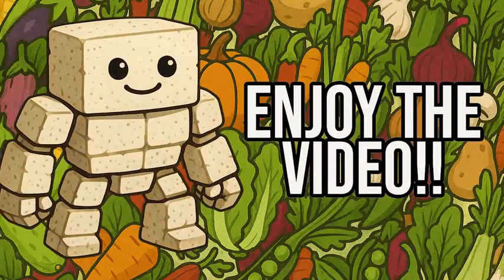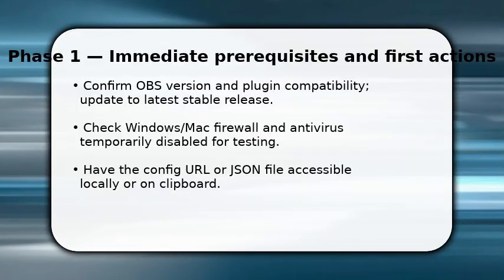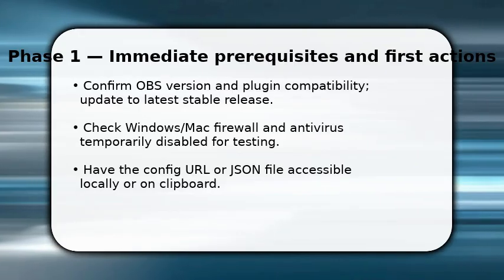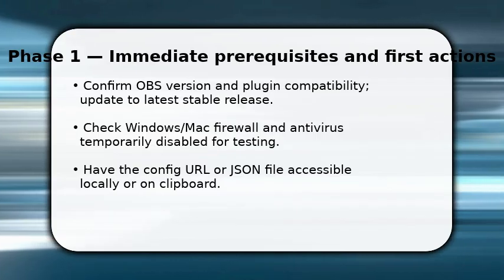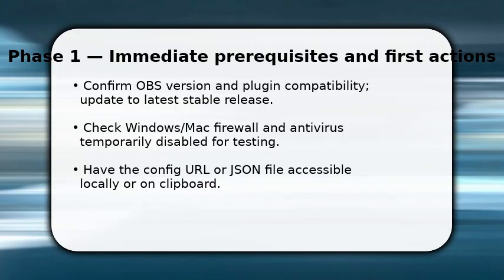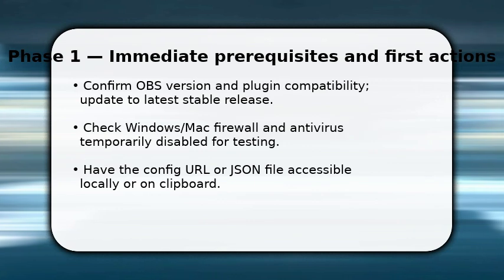Please enjoy the video. You begin by confirming prerequisites and then take action now. Verify OBS is on the latest stable build and that any import plugin supports your config format. Once done, disable firewall or antivirus briefly to rule out blocking. Make sure to re-enable them later. Next, open the config URL or JSON file locally or copy it to the clipboard so you can paste into OBS. This avoids network idiosyncrasies and gets you straight into the import steps.